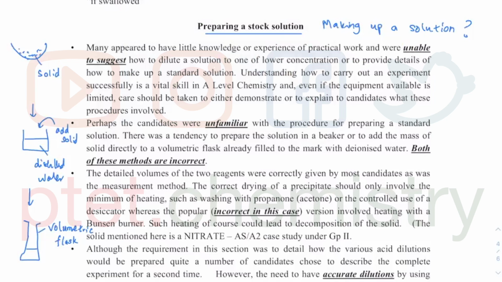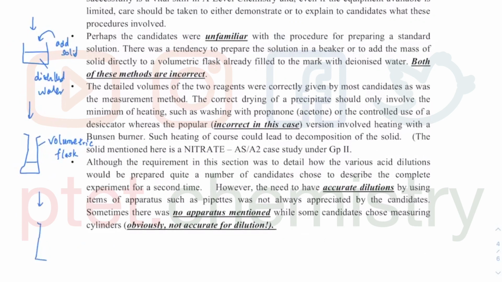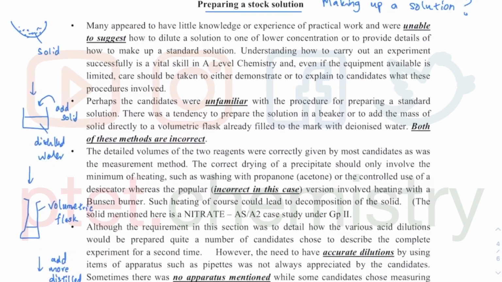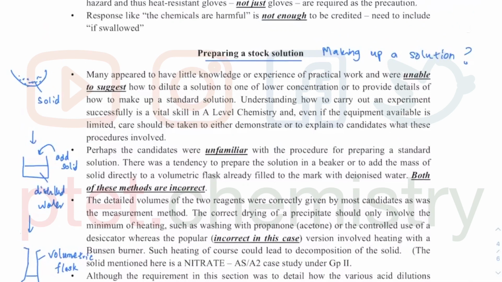Do you know how to describe going from this step all the way to here? When I fill up my volumetric flask, you just add more distilled water. You add it up until the mark, and then you stopper it, and then you shake it. You shake in order to mix well. This is a very popular thing in paper 3, and it's usually 2 to 3 marks. Describe how to make up a solution in paper 5.